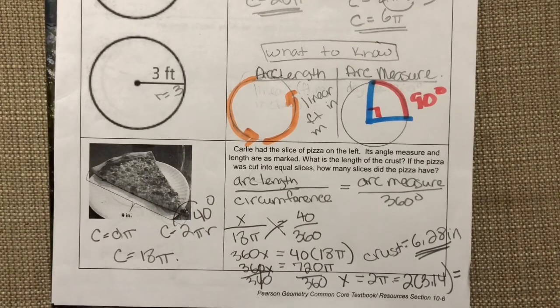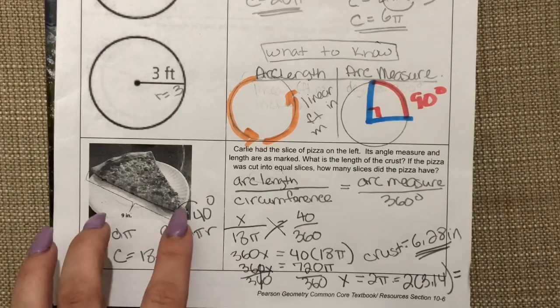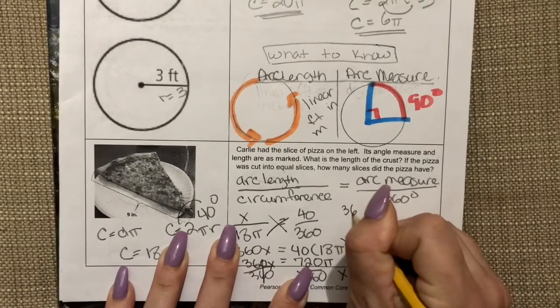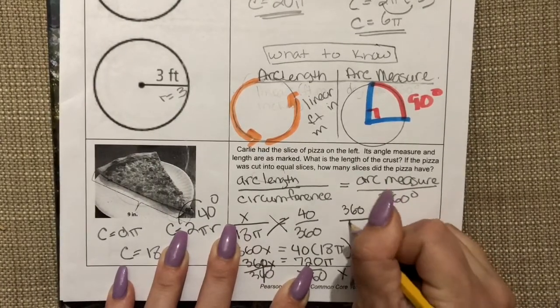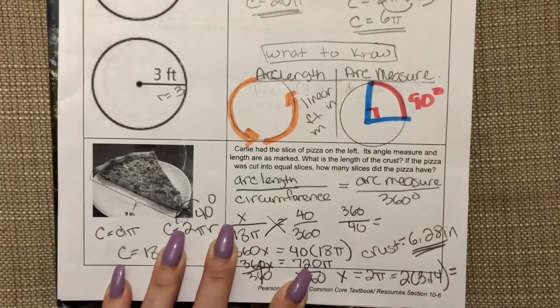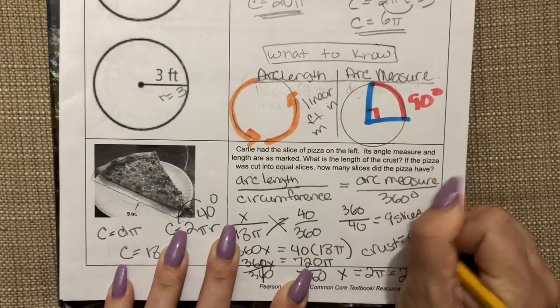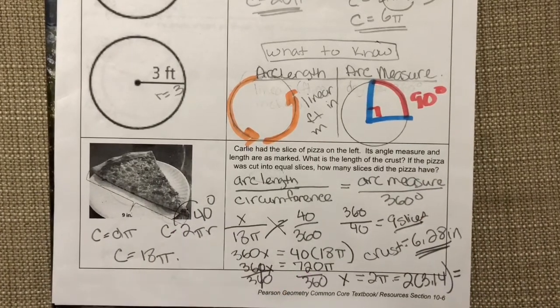Now last but not least, it did also ask how many slices would be in the pie in total. What I can do here is, if one slice was a 40-degree angle, I know that the total degrees in a circle is 360. So I can say 360 divided by that 40, because one slice of pizza was 40 degrees, and I'm going to get a total of 9 slices.